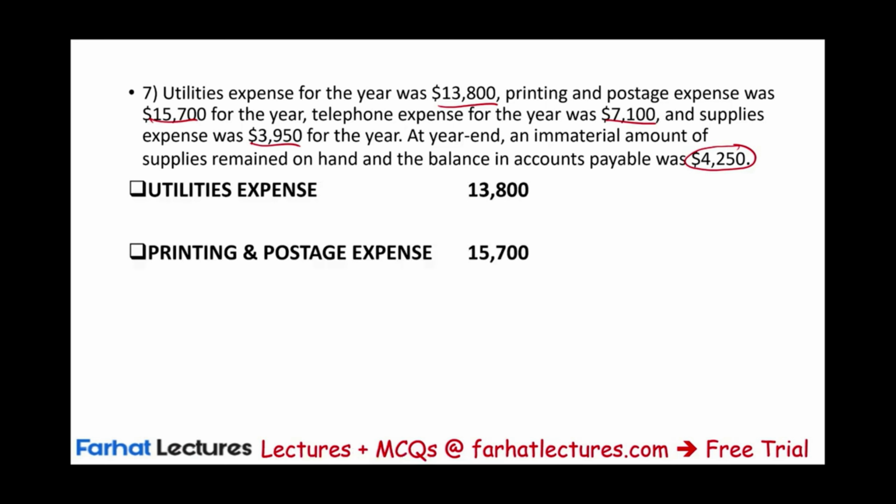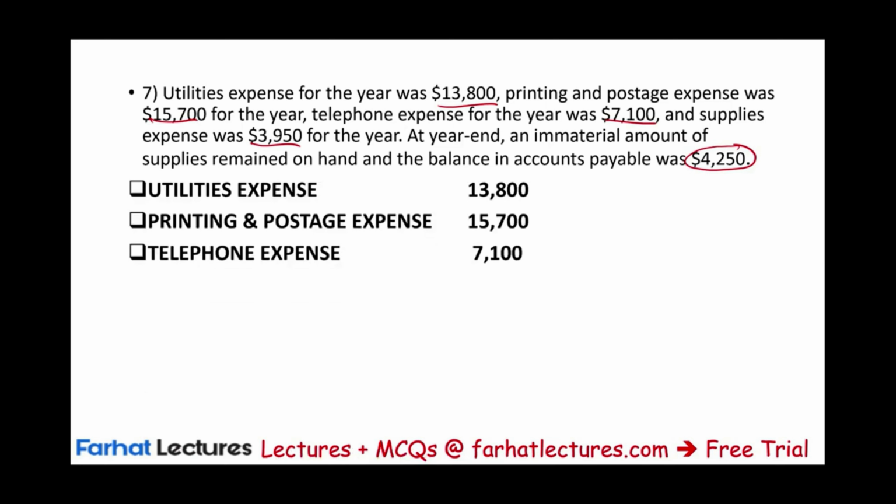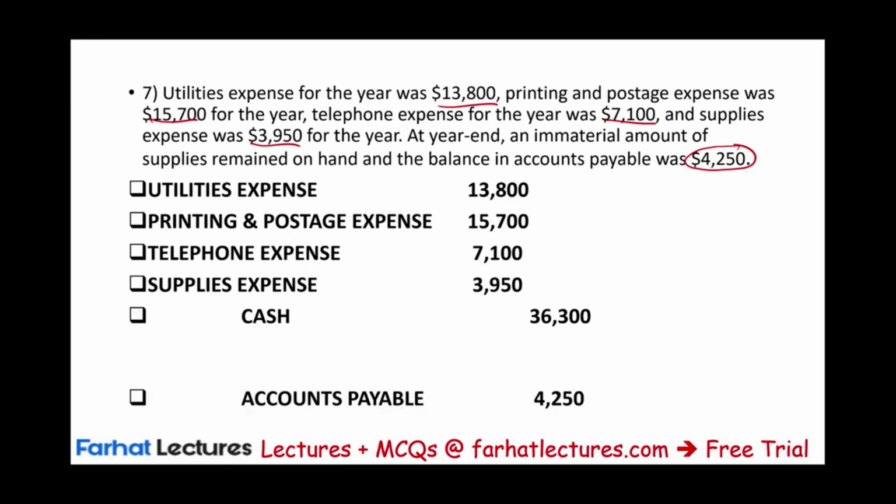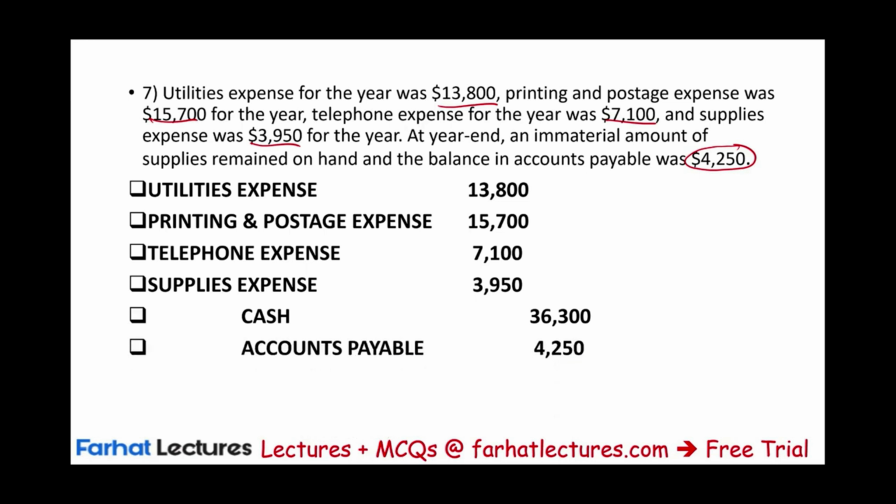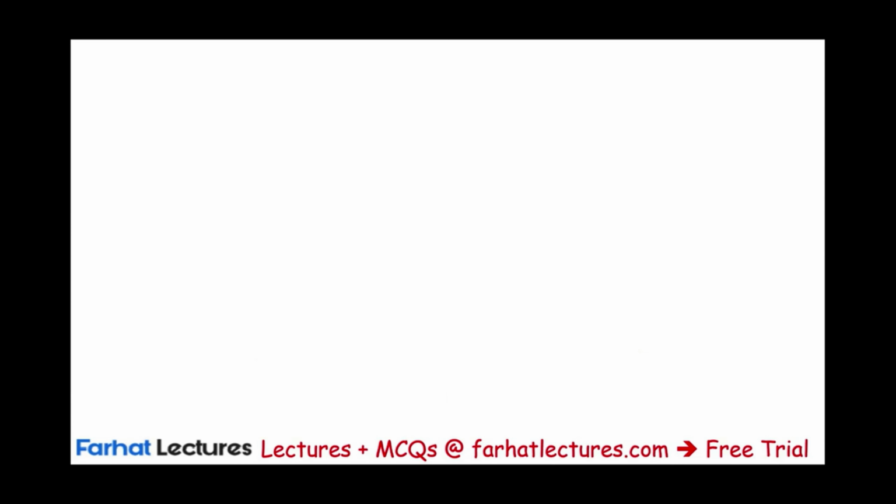We debit utilities expense, printing and postage, telephone expense, supplies expense. We paid 36,300, and the remainder was on account, 4,250, because it says here the balance in accounts payable is 4,250. Now the supplies was immaterial, therefore we did not even account for it. We expensed the whole thing.